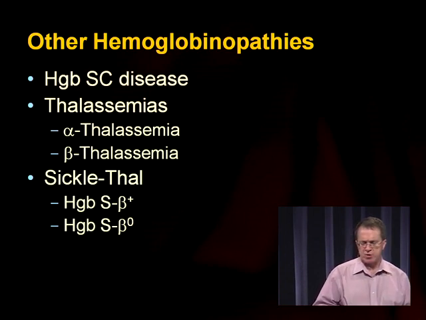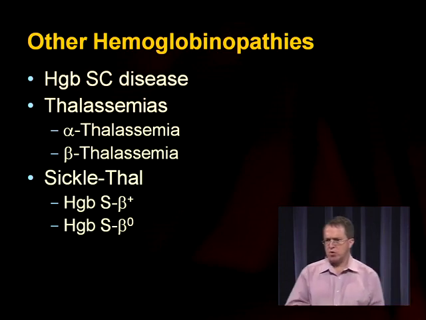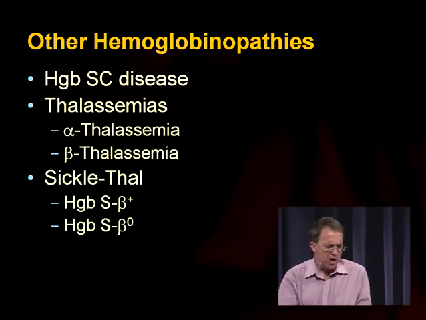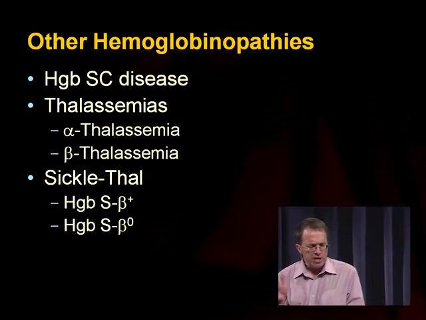In terms of the sickle cell disease, we can see what we call S beta plus, where you have some production of A2, and those patients are more like hemoglobin SC patients and tend to have a milder phenotype. And then you have patients where you have no production of the A2, and you have S beta 0, and those patients' phenotype is very much like a patient with SS disease.